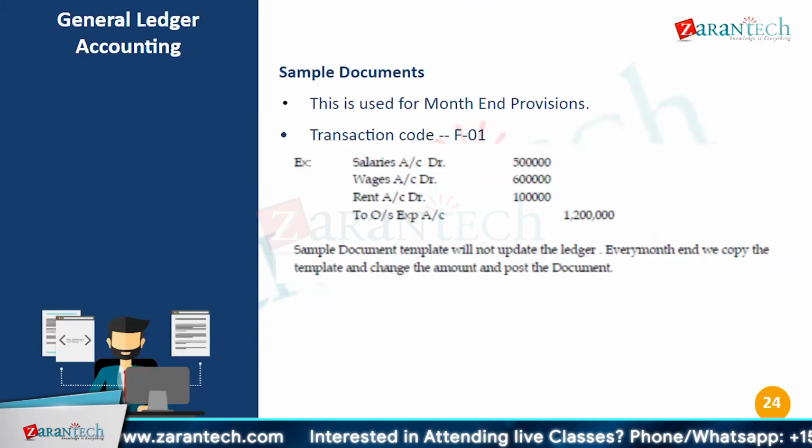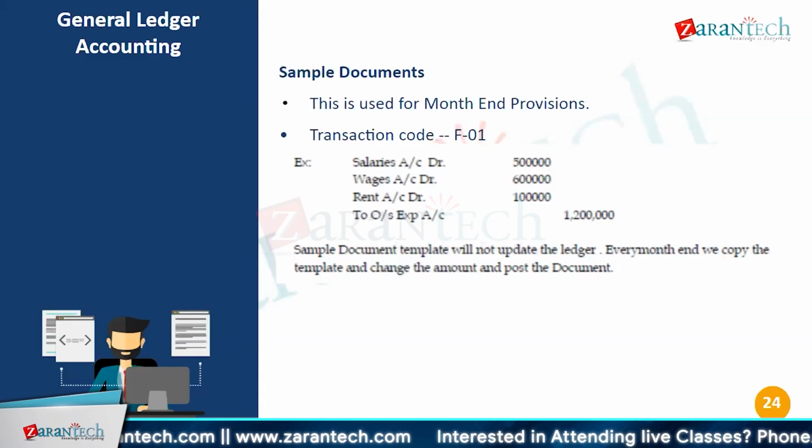Now, what are sample documents? Say I'm going to be using a document that is part of my job. I have to do this posting 10, 20 times a week. I can set up a sample document. For that, I use transaction code FBM1, and it will be salaries, wages, rents, to outstanding expenses. So once I've set up the sample, every month I can go into it, call this sample document, modify it and post it.